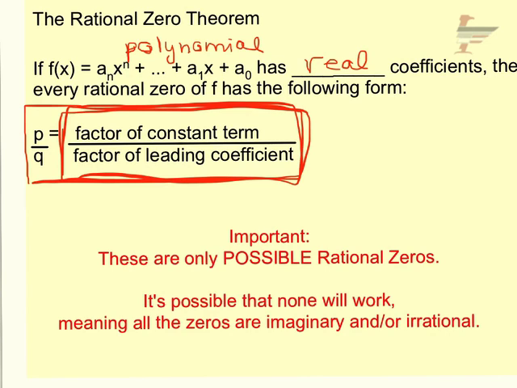This theorem was really used in the day when we didn't have our fancy graphing calculators where we could take a look to see what kind of zeros we had. This theorem helped us figure out and narrow down our possibilities.